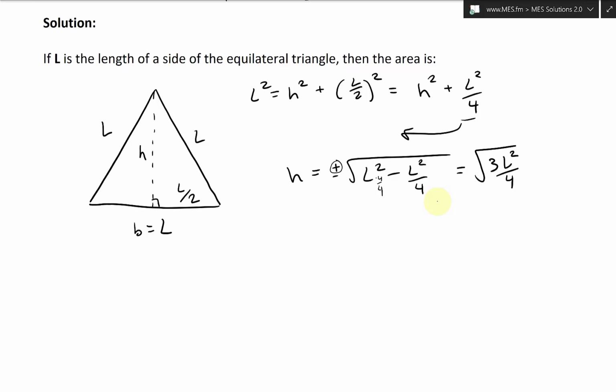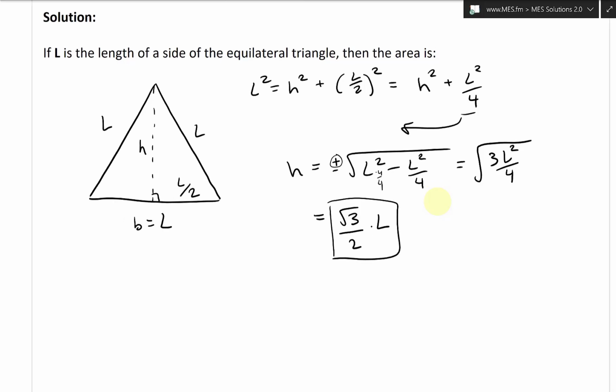And then take the square root of everything in there. This becomes square root 3 over, and then the square root of 4 is 2. Then the square root of L squared is L. So this is our H, square root 3 over 2 times L.